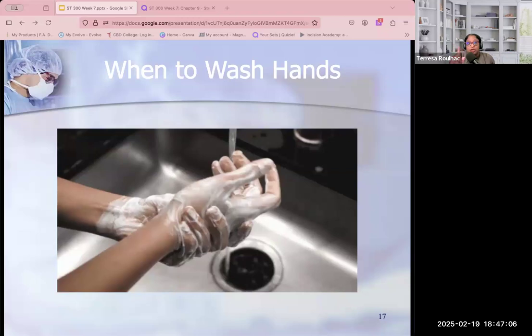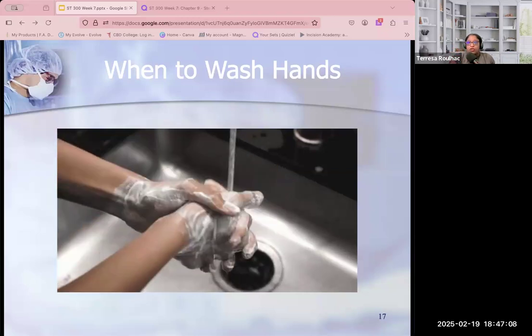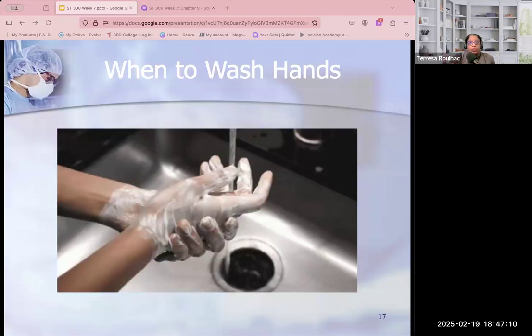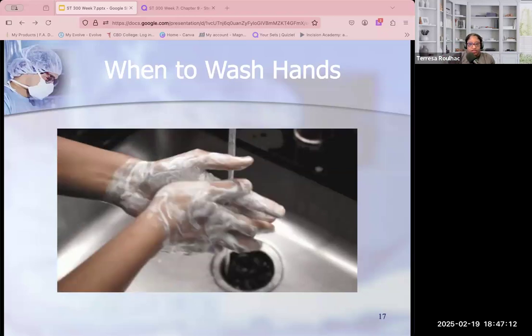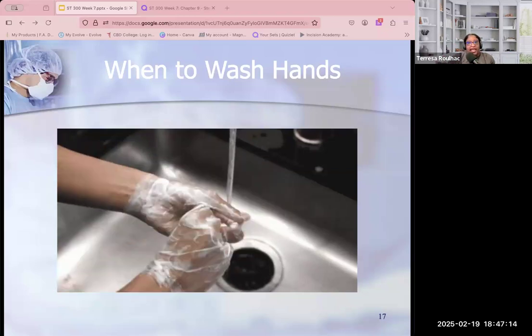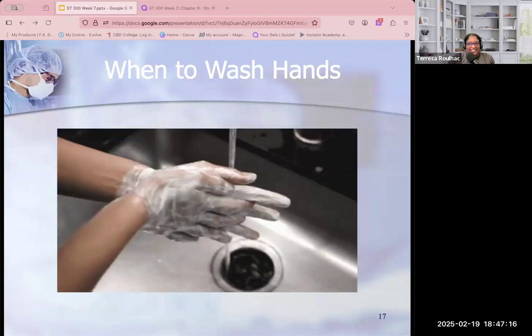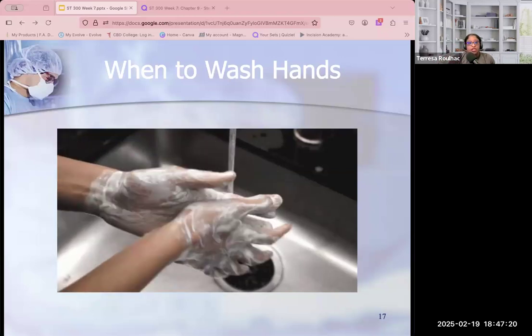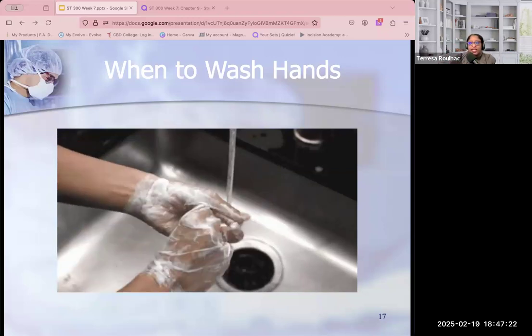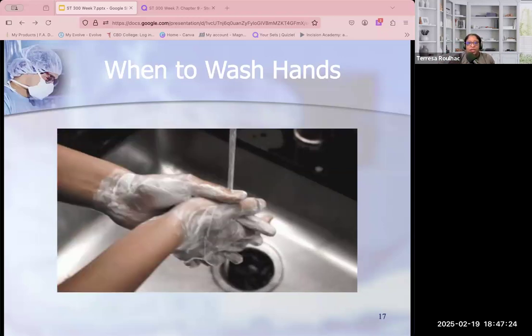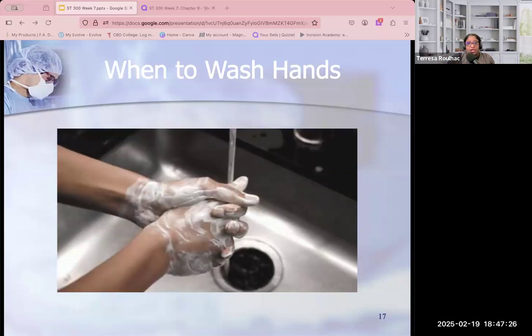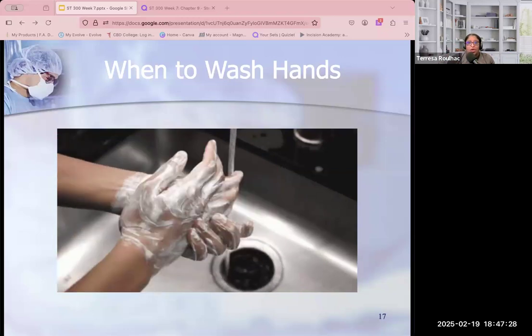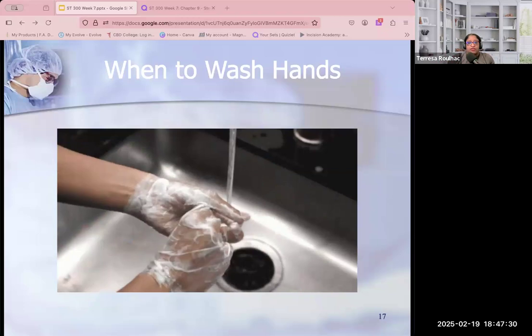Before contact with sterile packages, in the video that I'm going to share with you, the 28 minutes, I'm going to talk about it. Whenever the hands are visibly soiled, again, we wash our hands. Before performing the surgical hand rub, just to ensure hands are clean and before applying the antiseptic. Immediately after contact with blood or bodily fluids, regardless of whether gloves were worn.